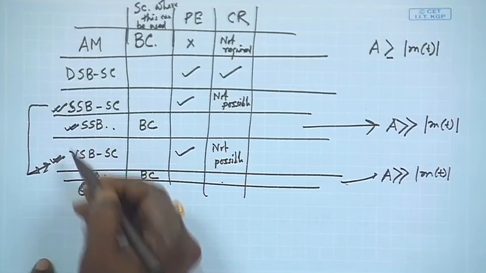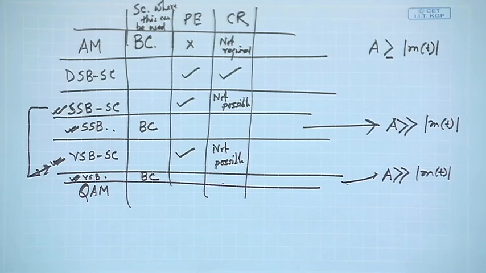For these two, since I am putting in the carrier, I do not have to do carrier recovery. I can just do the same envelope detection, but energy efficiency is very low. That is what happens. So these are the few things that I wanted to discuss. We have already covered and proven all of them, but I wanted to summarize them.